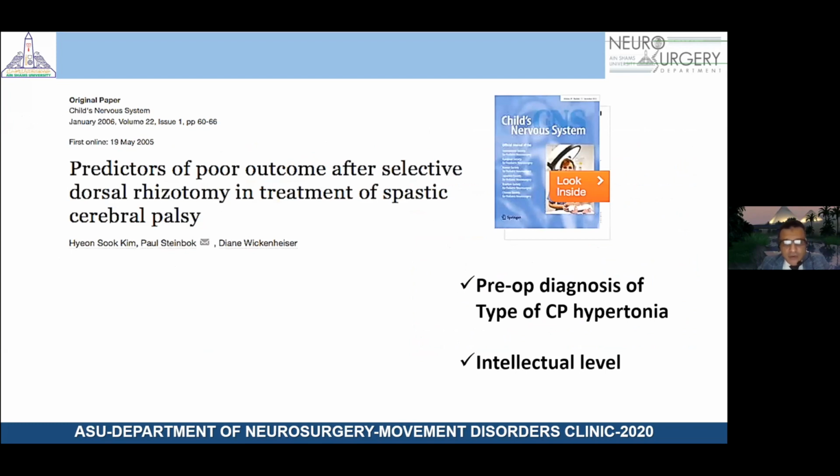Actually, we have predictors of poor outcome after selective rhizotomy. Not all children benefit from it. Why? Because there are predictors, like the diagnosis of the type of CP hypertonia. Selective dorsal rhizotomy works better for children with cerebral palsy spasticity rather than mixed forms of hypertonia. Also, the intellectual level and mental performance make motor learning better in those children with a good IQ level.